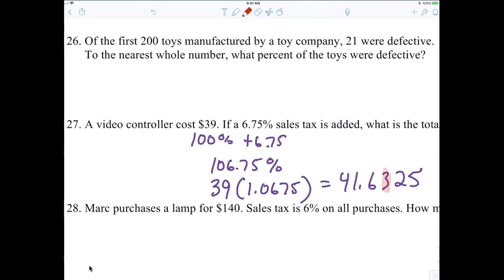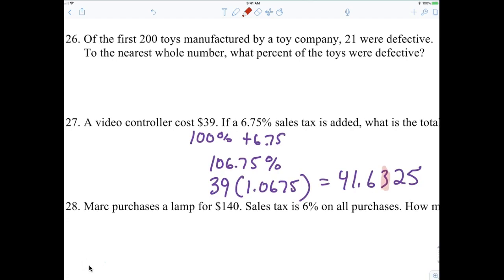Now we're getting into similar problems. 21 out of 200 were defective. So what's the quickest way? Catherine, tell me what's the quickest way. I know, you're telling me because this was the one you missed. The quickest way is part over whole, which is 21 over 200. That's what I want.